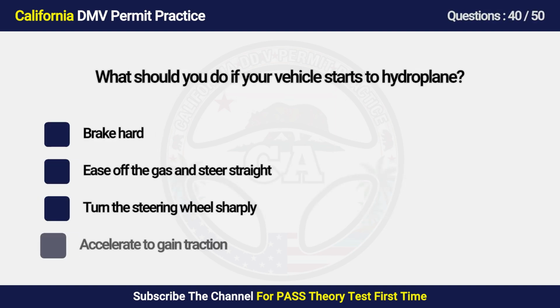Question 40. What should you do if your vehicle starts to hydroplane? A, brake hard. B, ease off the gas and steer straight. C, turn the steering wheel sharply. D, accelerate to gain traction.